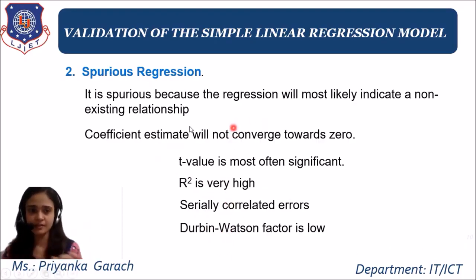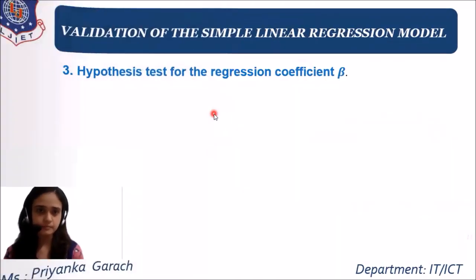So these are the properties of the spurious regression. What is this spurious regression? It is the non-existing relationship. It has the t value most significant. The value of r square is high. The errors are serially correlated, and the Durbin-Watson factor is low. Also, the coefficient estimate will not converge towards 0 in my spurious regression.